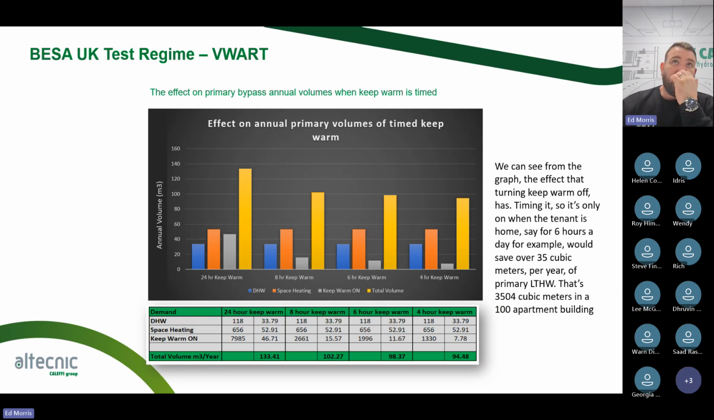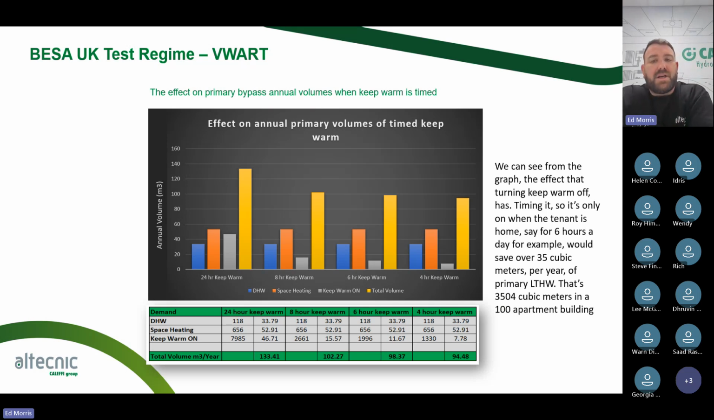Something we can look at now is the volume, or the VWAT. So we're looking now at the return temperatures over different ways of doing it. When we've got 24-hour keep warm, we can see there that if we look at the total volume, which is the yellow block, the volume of water is quite large in meters cubed. If we then reduce that down to 8 hours keep warm, it reduces again. 6 hours of keep warm again, and 4 hours lowers it even more.